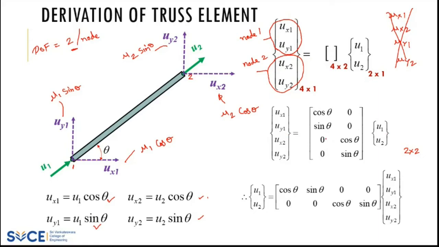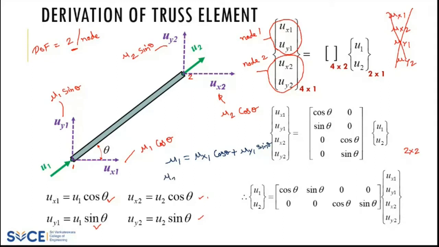So your u1, u2 is the transpose of this. What you'll get is cos theta, sin theta, 0, 0, 0, 0, cos theta, sin theta. Either you can remember it like that, or I can also write it like this. I want u1. What is my u1? u1 is nothing but ux1 cos theta plus uy1 sin theta. This is the resultant. So we resolved it, but instead of resolving it, I am writing it in terms of a vector form.